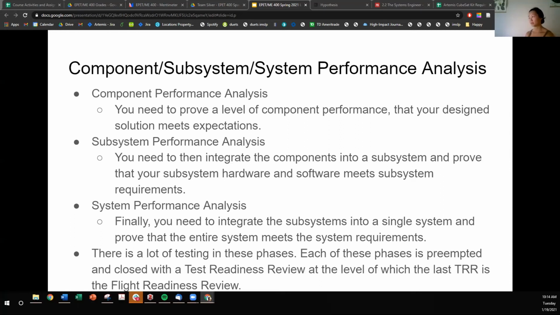Each of these phases is preempted and closed with a test readiness review, at the level of which the last TRR is the flight readiness review. And I think that answered one of the questions that I got.